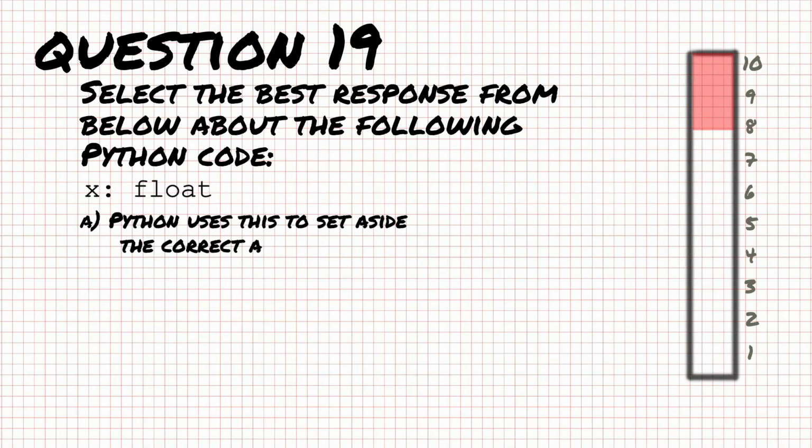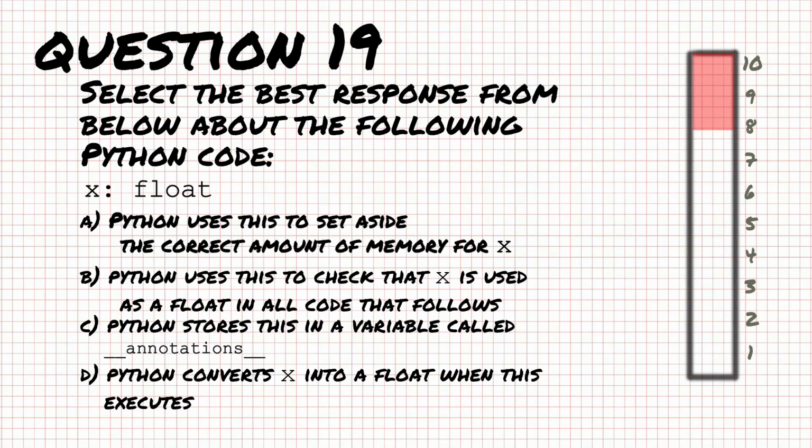Question 19. Select the best response from below about the following Python code. x: float. A. Python uses this to set aside the correct amount of memory for x. B. Python uses this to check that x is used as a float in all code that follows. C. Python stores this in a variable called __annotations__. Or D. Python converts x into a float when this executes.